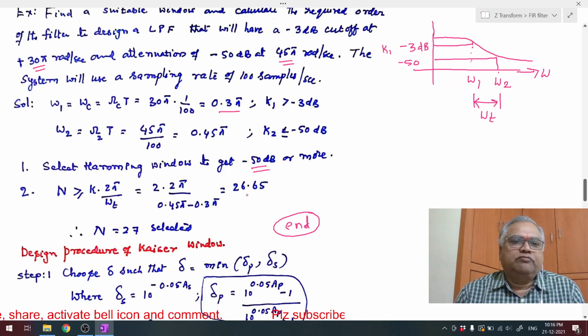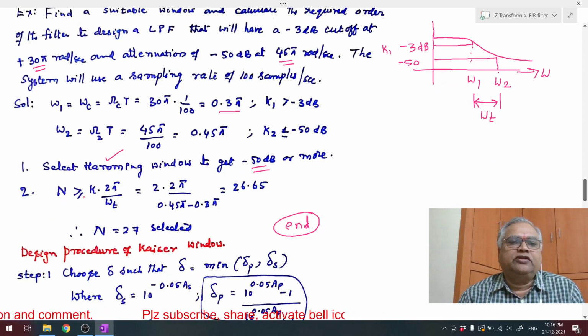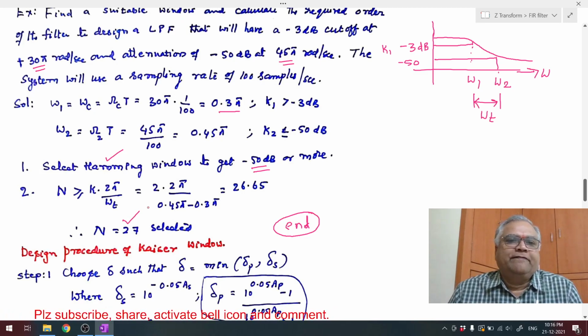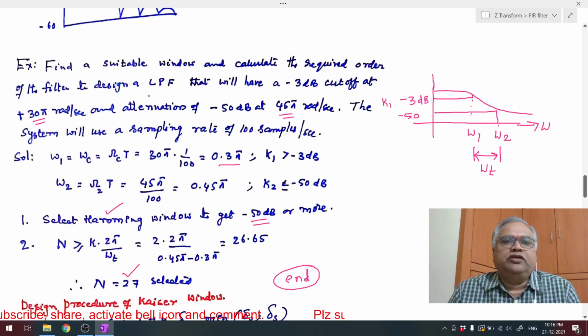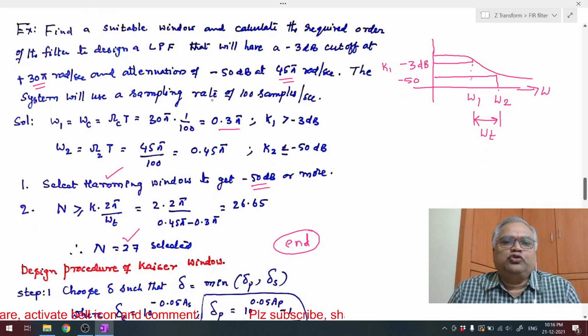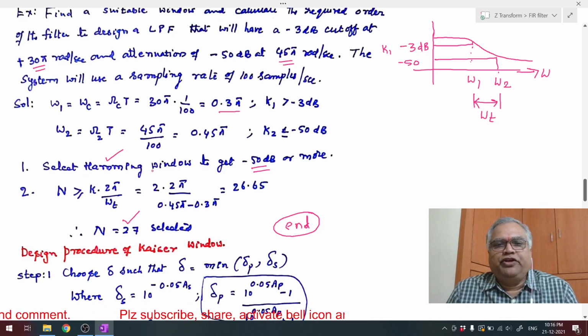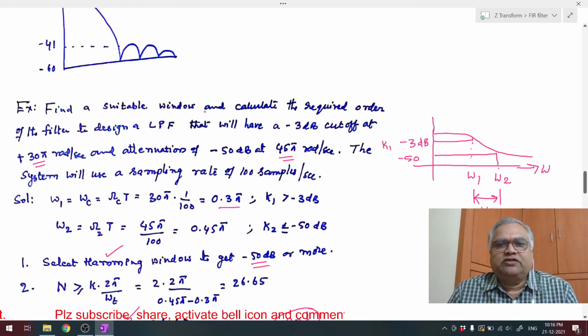So the window is done. Once the window is selected, the number of points is greater than or equal to k times 2 pi by omega t, with k already known for the Hamming window, and omega t is omega 2 minus omega 1. That gives 26.65, so select n equal to 27. Like this, depending on the specification, we should know how to select the window and the number of points. Window and number of points is one aspect.